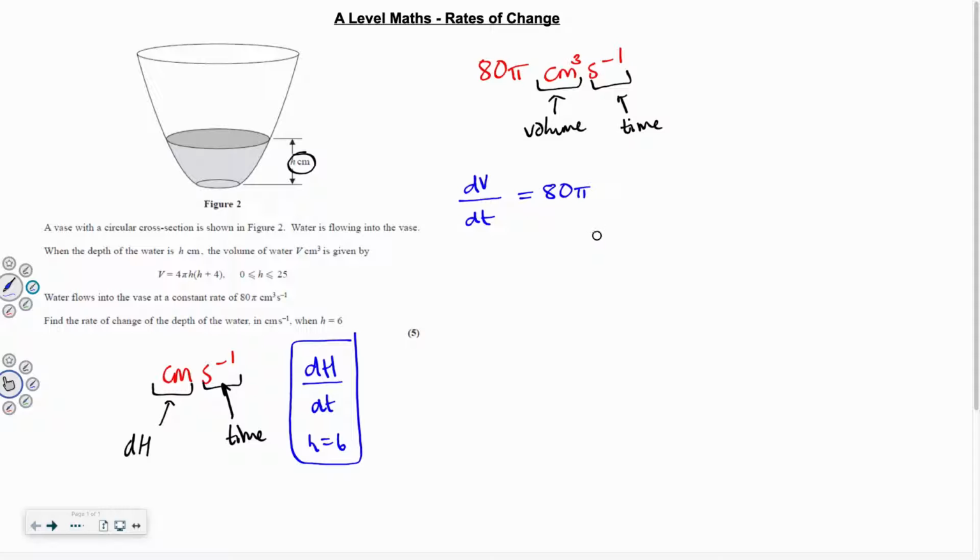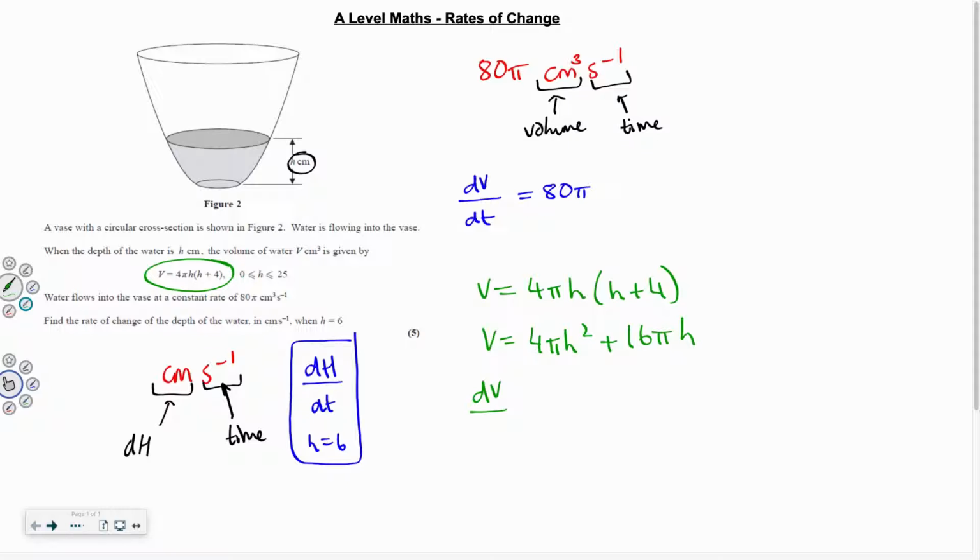Now we've got dV on dt, and also if we look at the equation here, we can differentiate this equation to give us dV on dh. So expanding first, we're going to get 4 pi h squared plus 16 pi h. And now differentiating that equation is going to give us dV on dh, and that will be 8 pi h plus 16 pi.